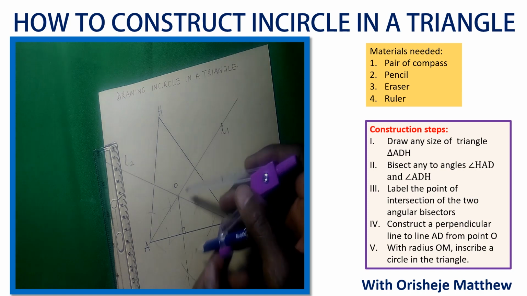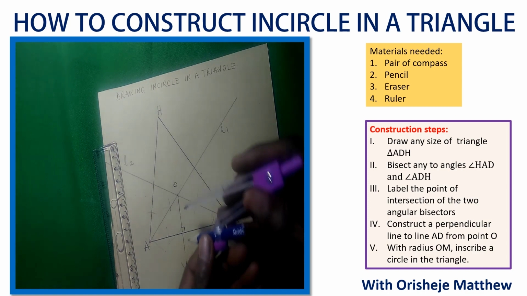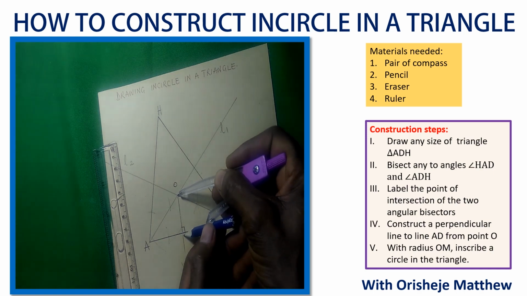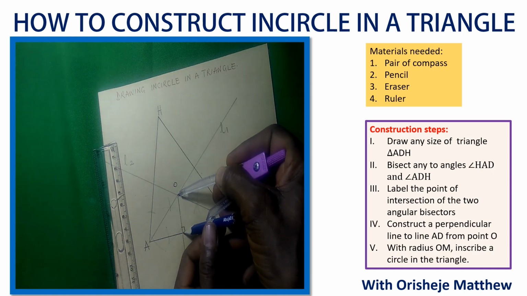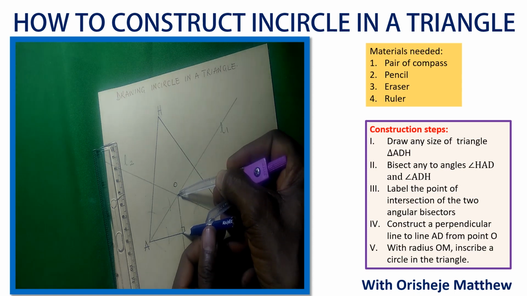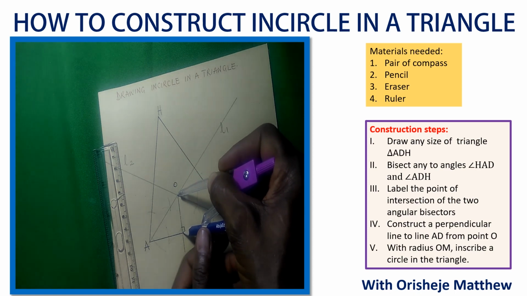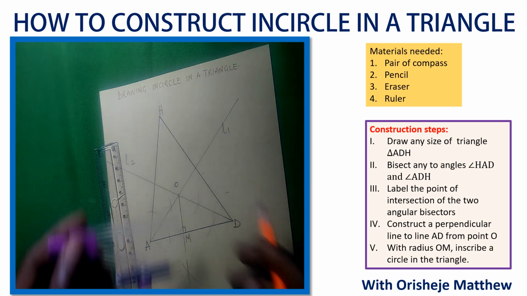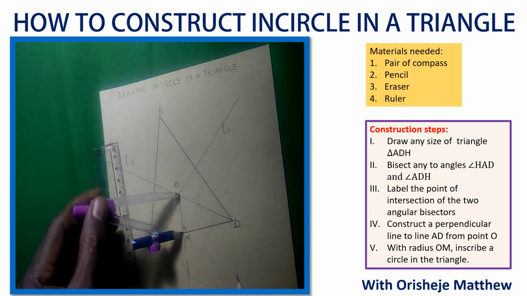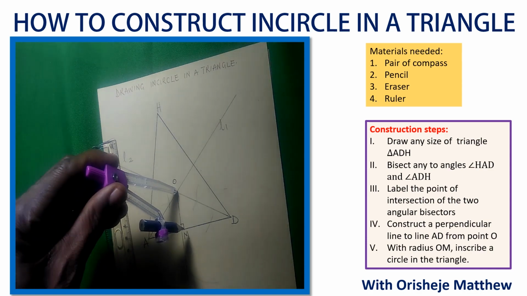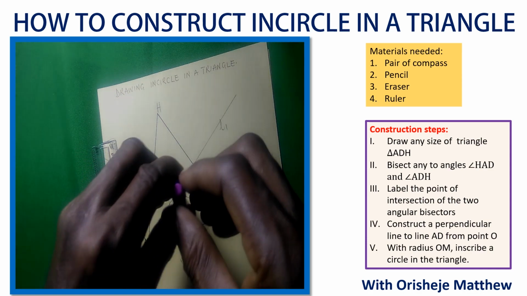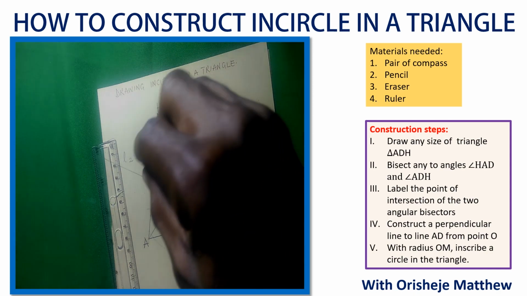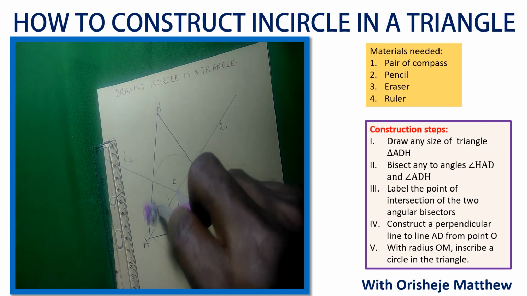With that, you can know the radius from the center of the circle. So what is the radius of the circle that is touching the edge of the triangle? Take the radius of your compass to be equal to that length. Let's call it OM. So OM is the radius of the circle. So you do that, and with that, we can now inscribe the circle that will go round.